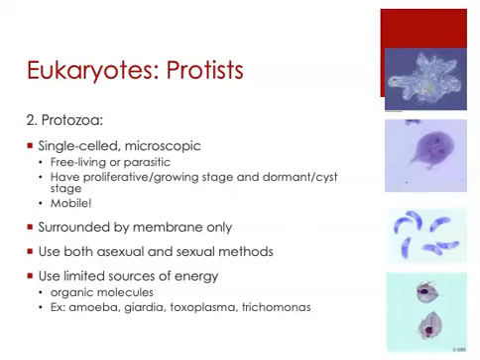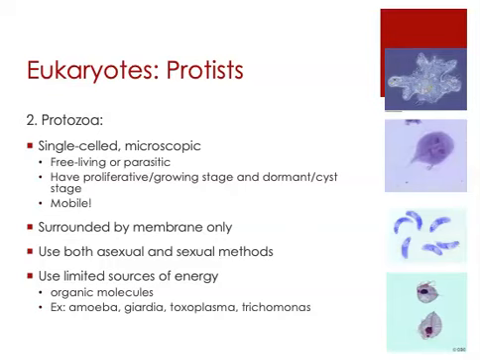Unlike the other organisms that we've talked about so far, the protozoa are unique in that they do not have any kind of external wall structure outside of their plasma membrane. So just like the cells inside your body, the protozoa has a plasma membrane with nothing else outside of it. They're capable of using both asexual and sexual methods of reproduction, and they have a relatively limited source of molecules that they can use for energy. Specifically, they rely on organic molecules.